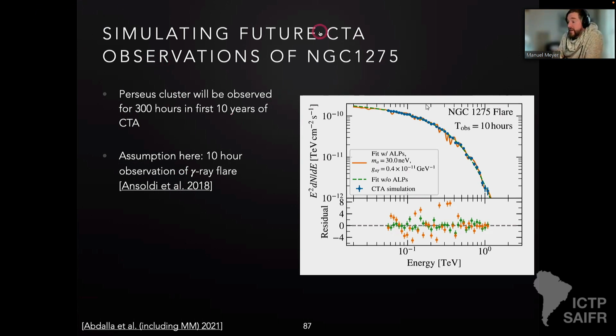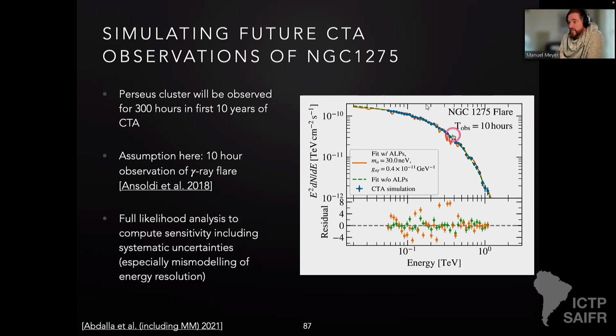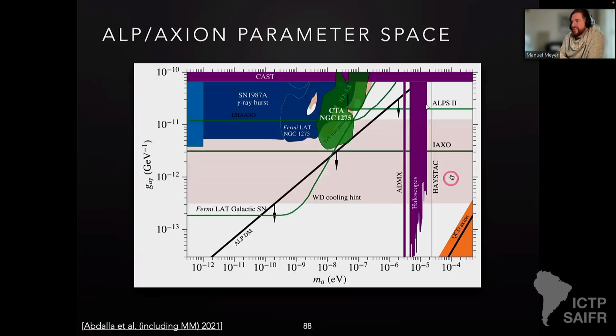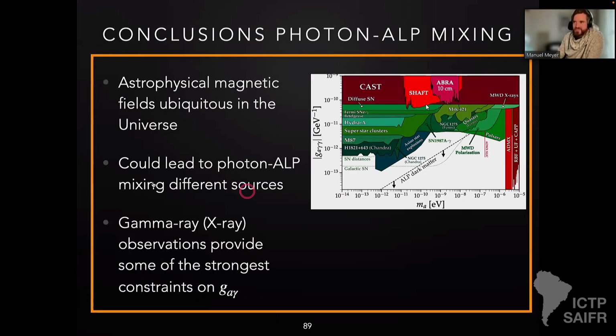So we can observe the source also with future CTA observations, and this is what we simulated here, a 10-hour observation of a flare, because we've seen flares from this source. And we did a full likelihood analysis of this, and you will actually do this yourself later today in our hands-on session. We could see that we can probe this patch of the parameter space, being quite conservative because we also incorporated systematic uncertainties here. Okay, and with this, I'm done.